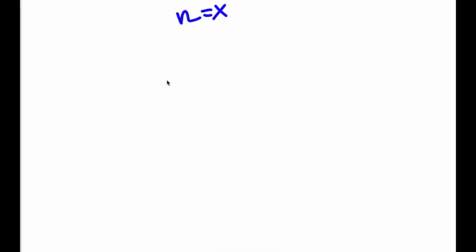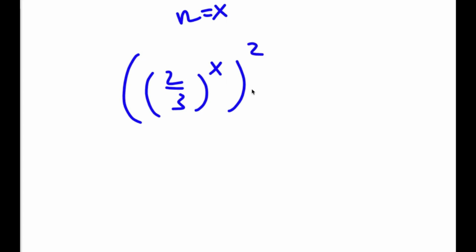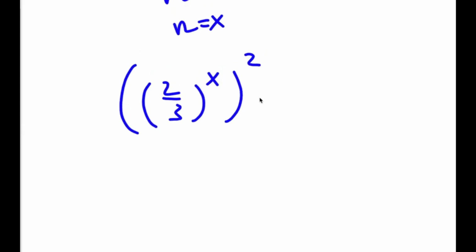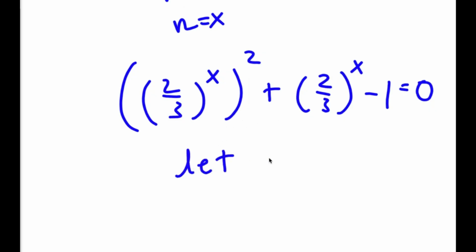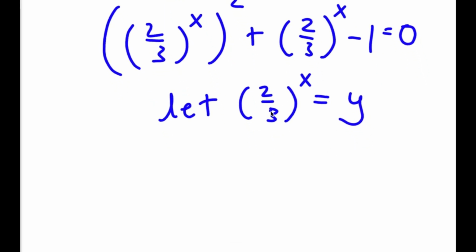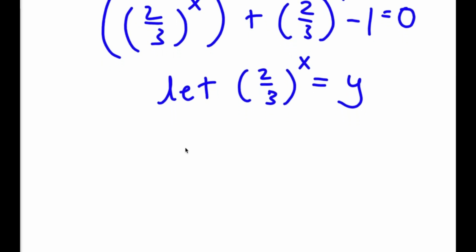So now going back to the original equation, I have 2 over 3 to the power of x, squared, plus 2 over 3 to the power of x minus 1 is equal to 0. Now I can let 2 over 3 to the power of x equal to the variable y. So now if I substitute in y for 2 over 3 to the power of x, I get y squared plus y minus 1 is equal to 0.